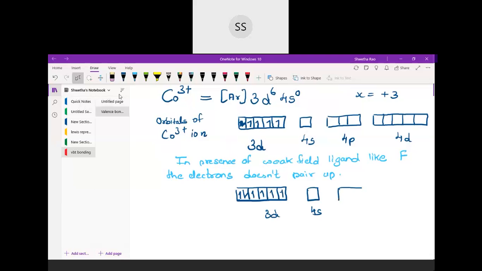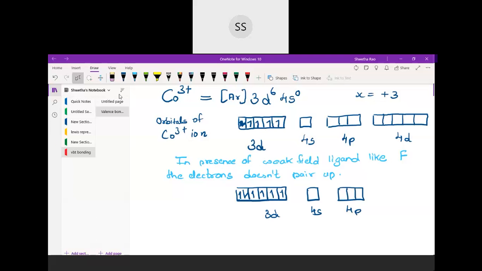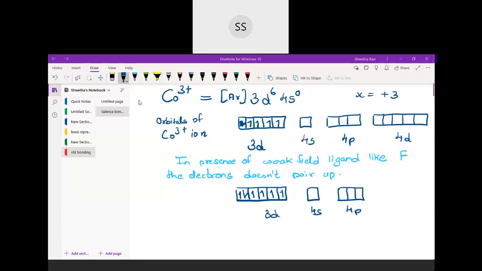4s is there, and then 4p we have. If you take 4s and 4p, the number of orbitals which we will get is only 4. But how many ligands are there? 6 ligands are there, no? You can see there CoF6 it is. So when you have CoF6, 6 ligands are going to come, which means we require 6 orbitals. So this won't be enough. That is the reason I am writing the next orbital also.